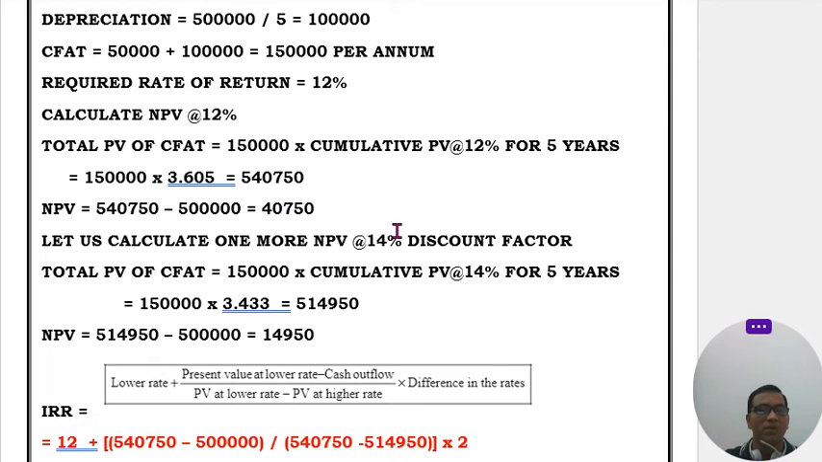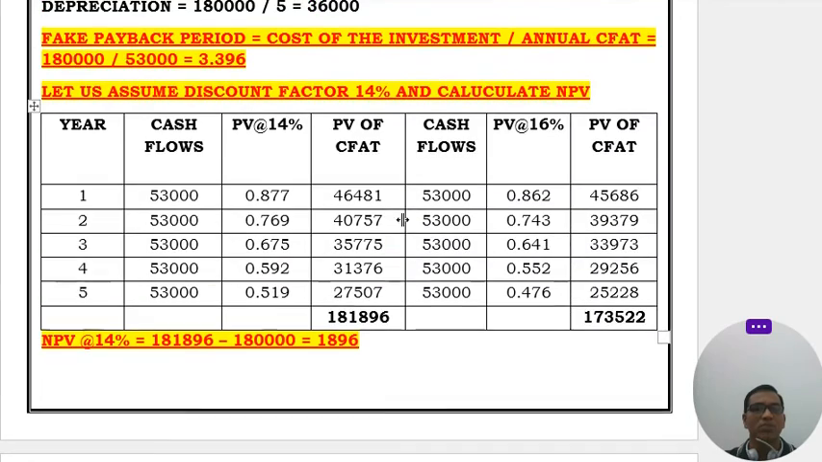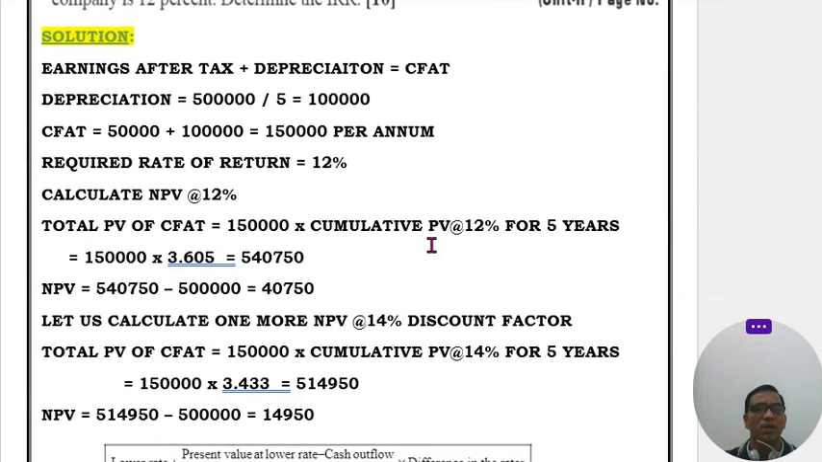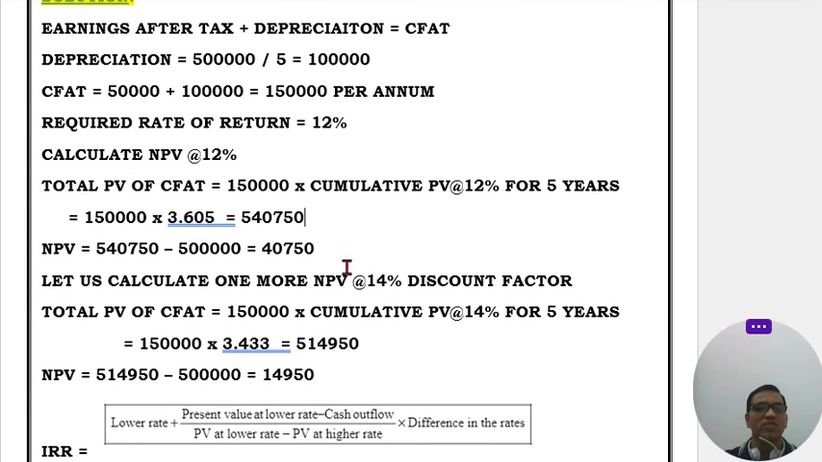Here in this problem, CFAT is uniform, every year uniform. So instead of multiplying, see, in the previous problem I multiplied 5 times. Actually, no need of this table. To make you understand, I prepared it here. In this question, every year 150,000, so directly 150,000 multiplied with the 12% table value. I took the cumulative value, that is the annuity table value, and multiplied. So I got directly total PV of CFAT 547,500. NPV equal to total PV of CFAT minus cash outflow 500,000, that is 40,750.